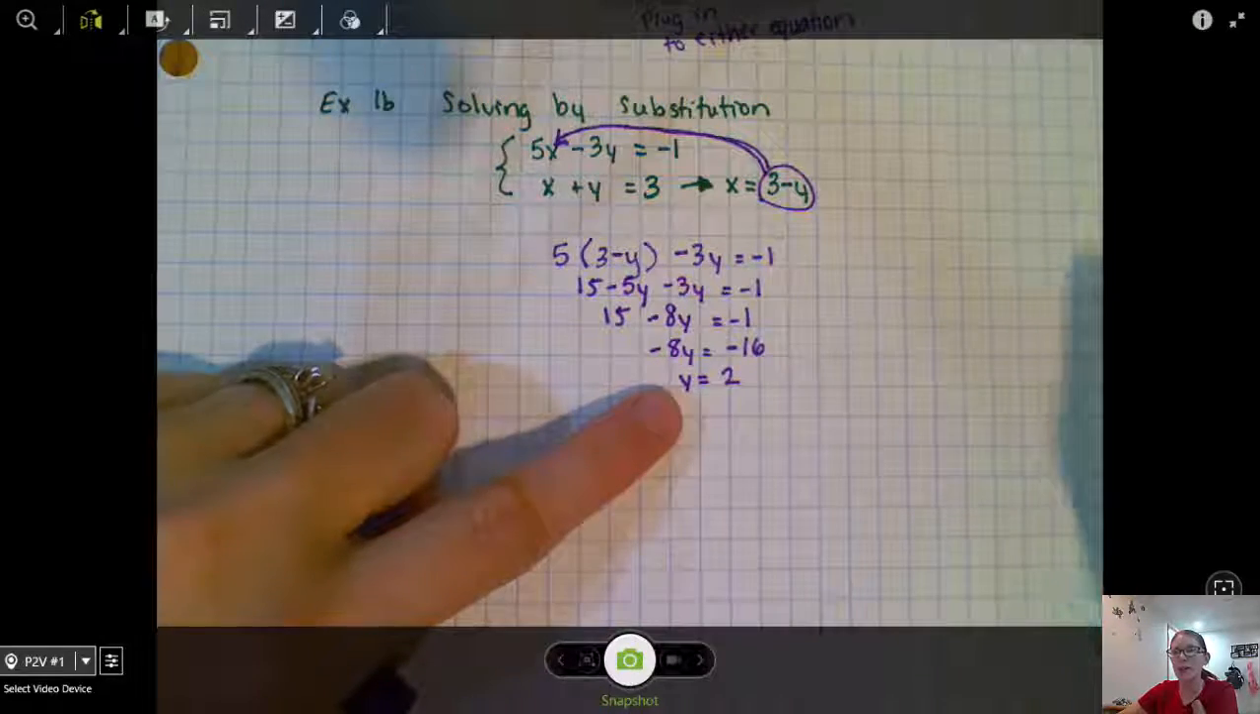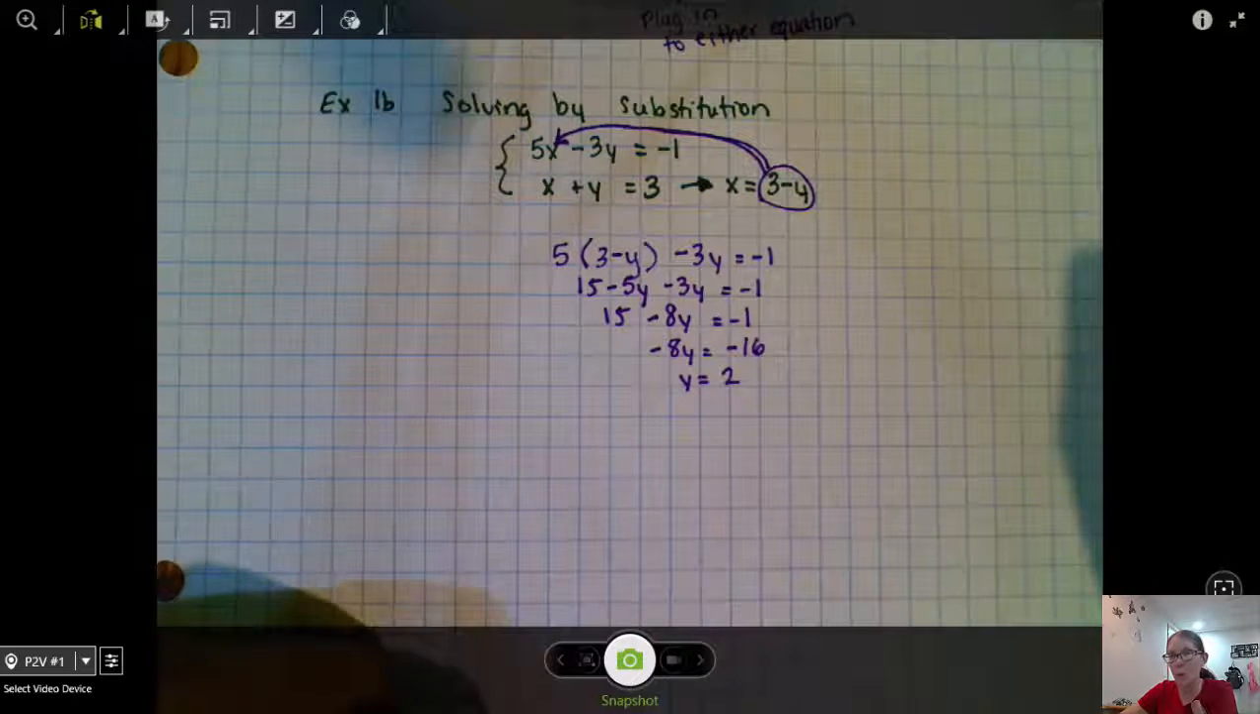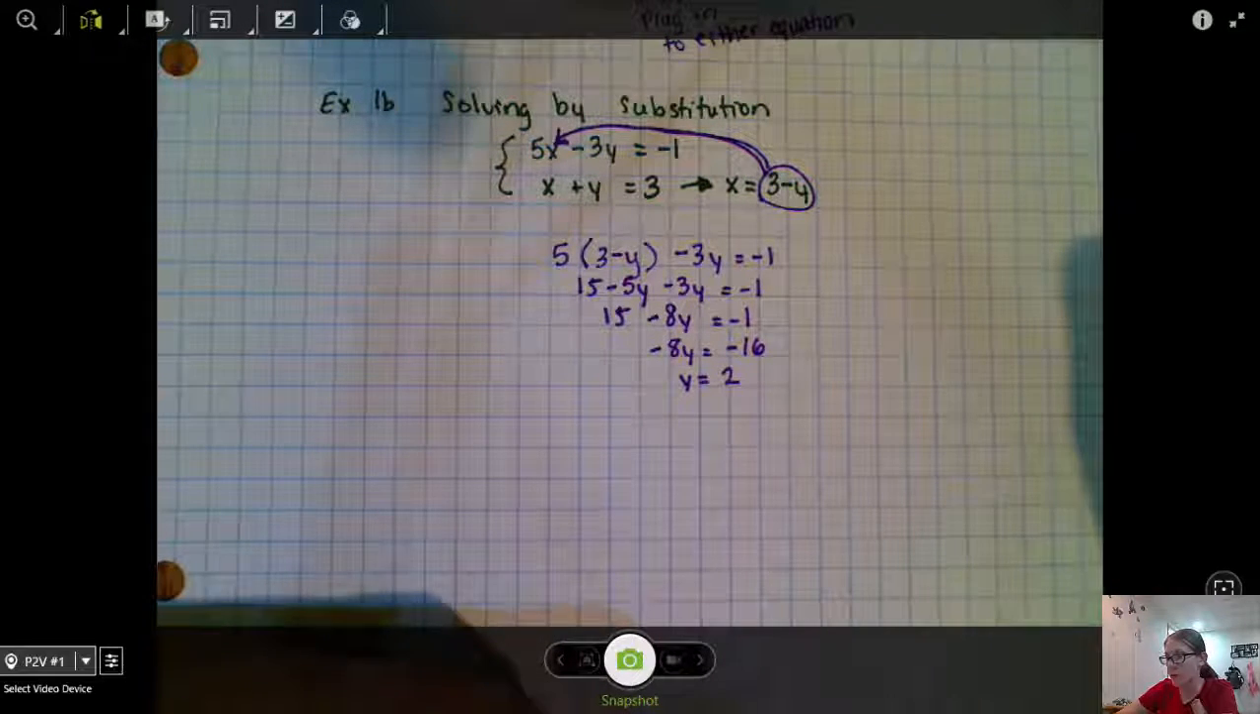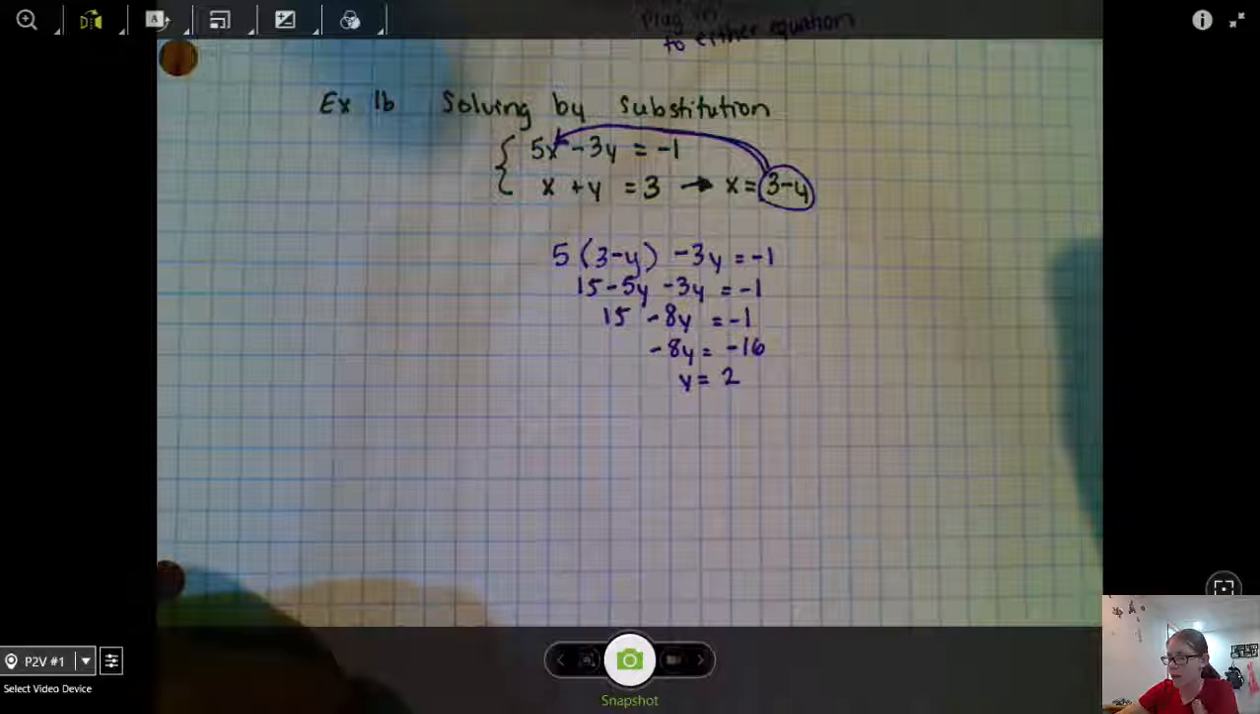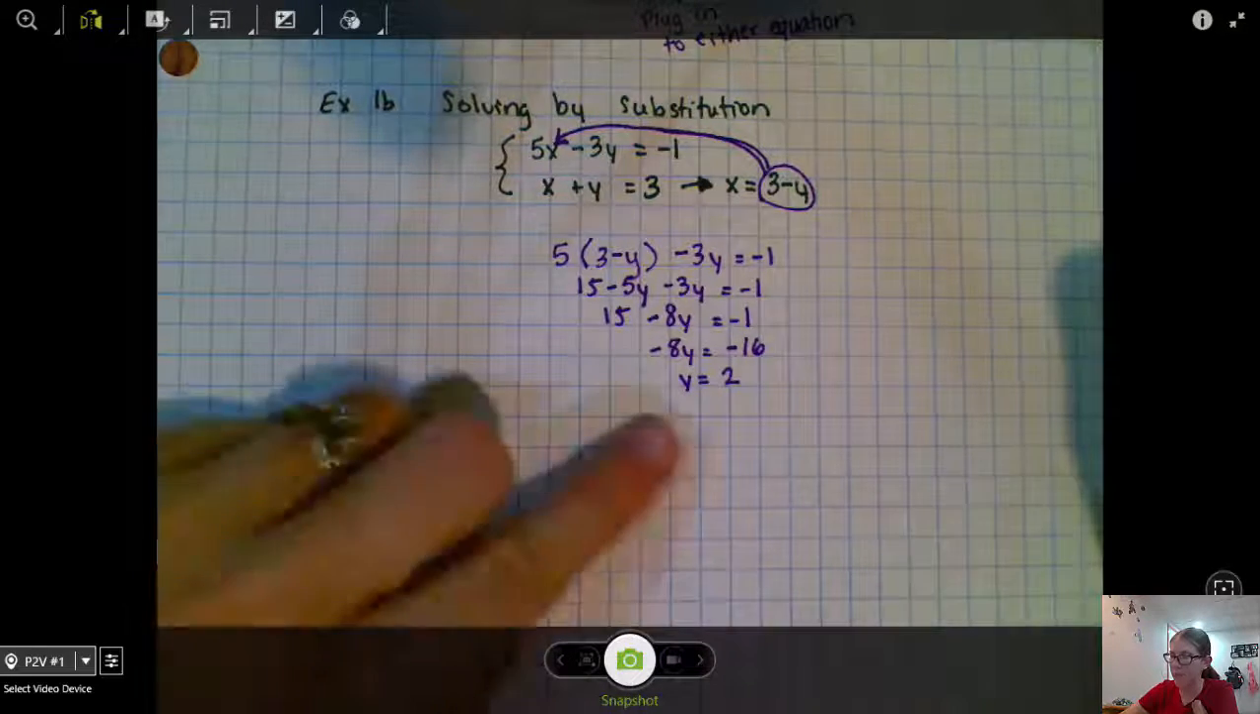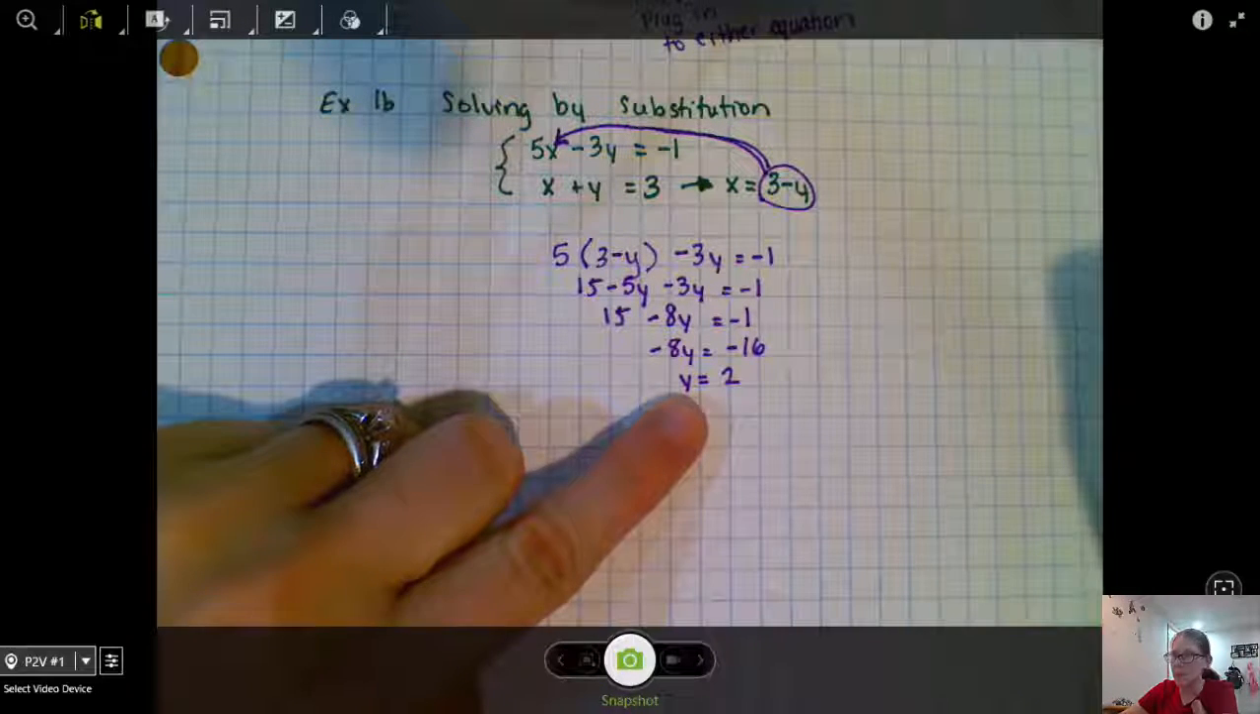Alright, nice. I get a whole number here for y instead of example 1a where we had the fractions. Sometimes we'll have fractions, sometimes whole numbers. Either way, be prepared for either option. I know y. I can plug this in.